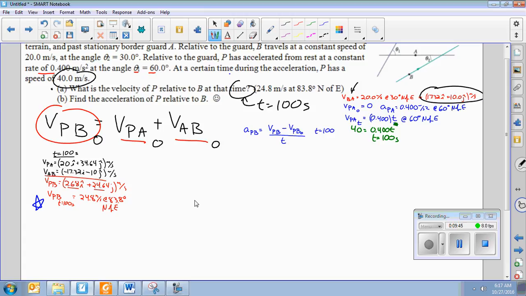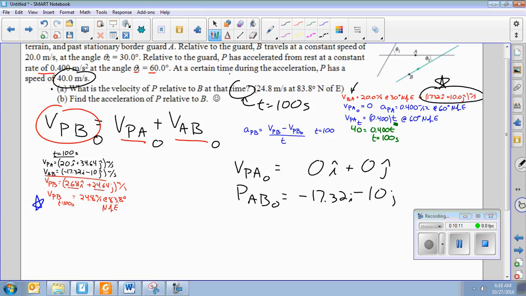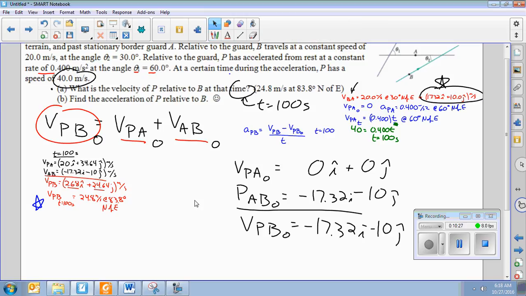So here's what we know. We know that the velocity of P relative to A initially is just 0, so 0I plus 0J. And I know that the velocity of A relative to B initially is, oh, well, remember, that's this guy, but you got to make it negative, right? So that's the same thing we just did a minute ago. So it's negative 17.32 minus 10, I and J. So we can add those to find out that the velocity of P with respect to B initially is negative 17.32I minus 10J. Cool. So there's that.